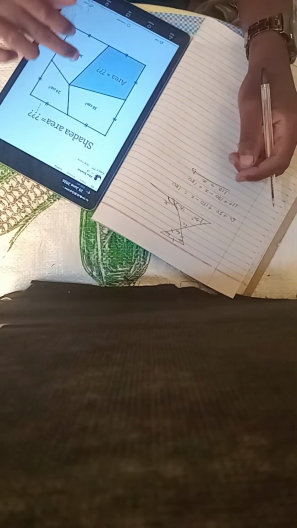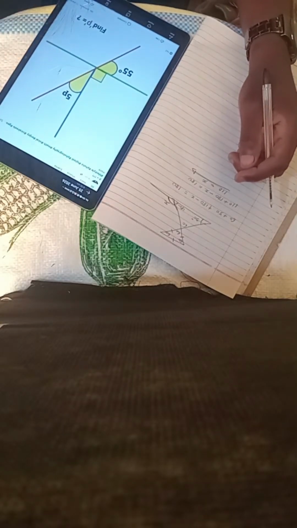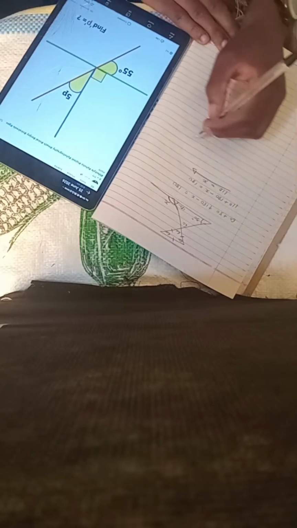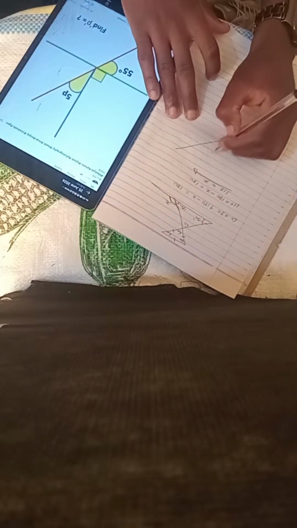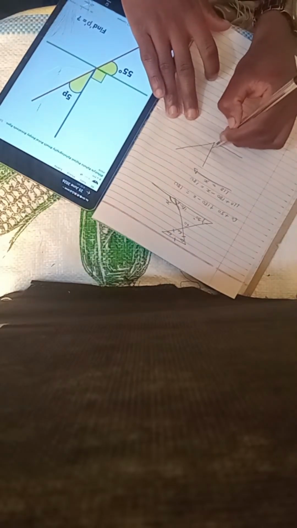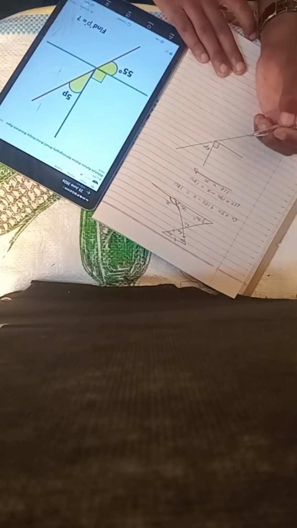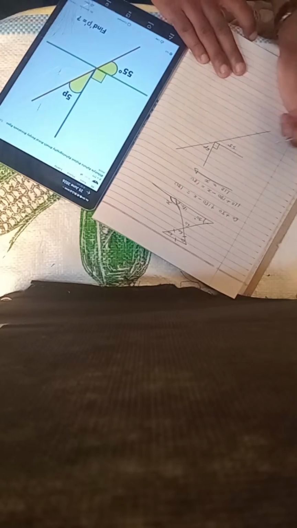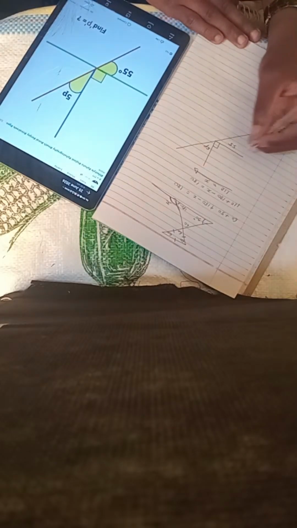Okay, let's pass this for now. Let's just try an easy one. Okay, we have, assuming a straight line drawn, and then we have another line drawn that is perpendicular to this line, making this 90 degrees. We have 5p here, and then we have 55 degrees. They say find the value of p.